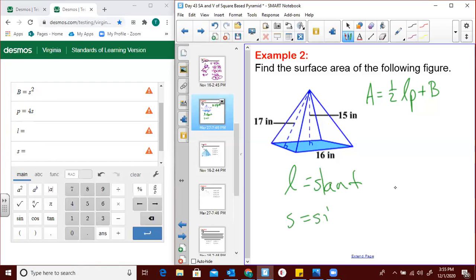So let's start with the easiest. I really think finding the side should be no problem for anybody. Come down to the base of this figure, and you're going to see that we have these 4 sides, and one of them is labeled as 16, so our side is definitely 16.